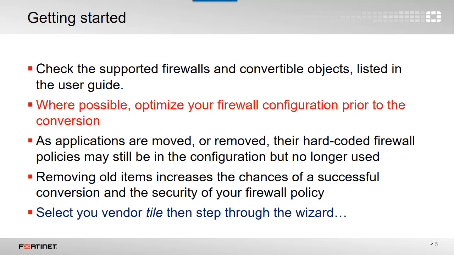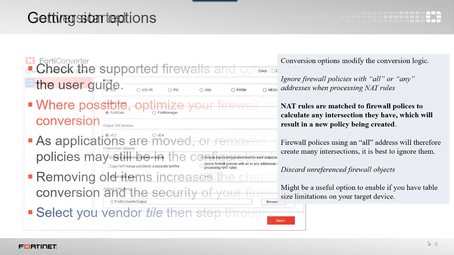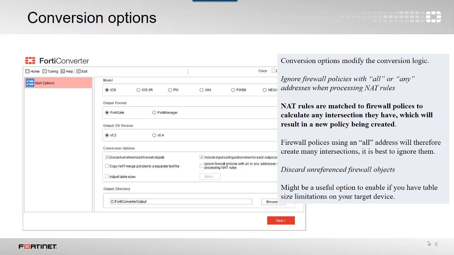So to get started, you just select the vendor tile that you want to work with, and then you step through the wizard. When you start the conversion, the first thing you're required to enter is the conversion options. Once you've chosen the vendor, you will then be required to choose the model and the output format, so FortiGate or FortiManager. That's essentially the difference: is it pure FortiOS, or is it FortiOS written to be imported into a policy package or into an ADOM? Then the output OS version, so the current releases now support 5.2 and 5.4. FortiGate to FortiGate conversions support older releases.